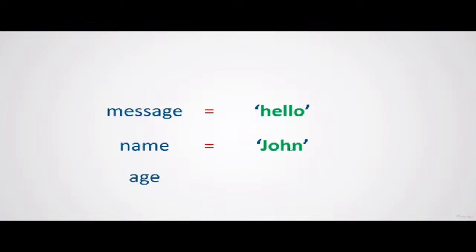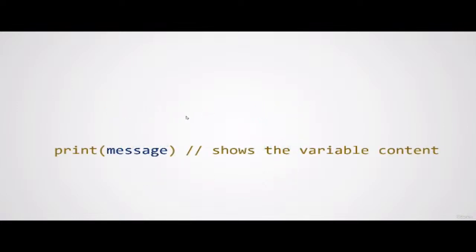And now say that we have another variable age, which will be equal to the age of the user, which is say that 20. Okay, so now message, name, and age are the name of the variables, while hello, John, and 20 are the values stored inside of these variables.